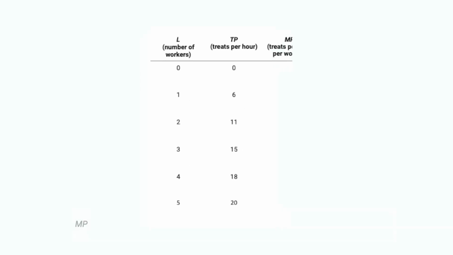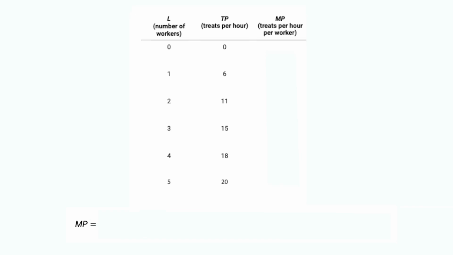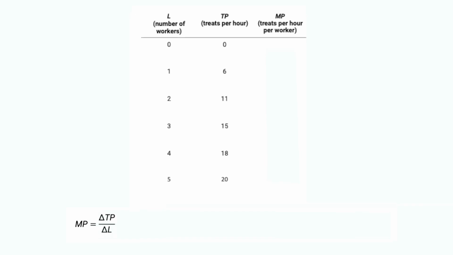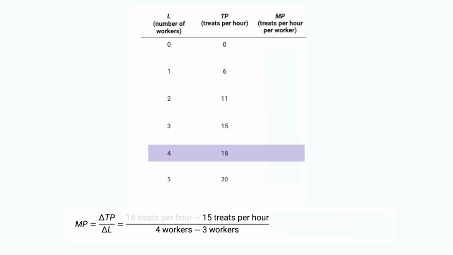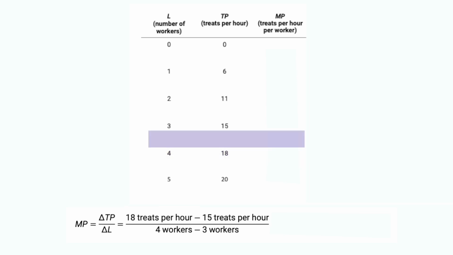Marginal product of labor is calculated as the change in the total product divided by the change in the number of workers. If Glucinda's hires 3 workers, they produce 15 treats per hour. And if Glucinda's hires 4 workers, they produce 18 treats per hour. The marginal product of labor between 3 and 4 workers is 18 treats per hour minus 15 treats per hour divided by 4 workers minus 3 workers, or 3 treats per hour per worker, so we write 3 in the table here. We repeat this process in the remaining rows to complete the marginal product schedule, and we're ready to move on to the value of marginal product schedule.